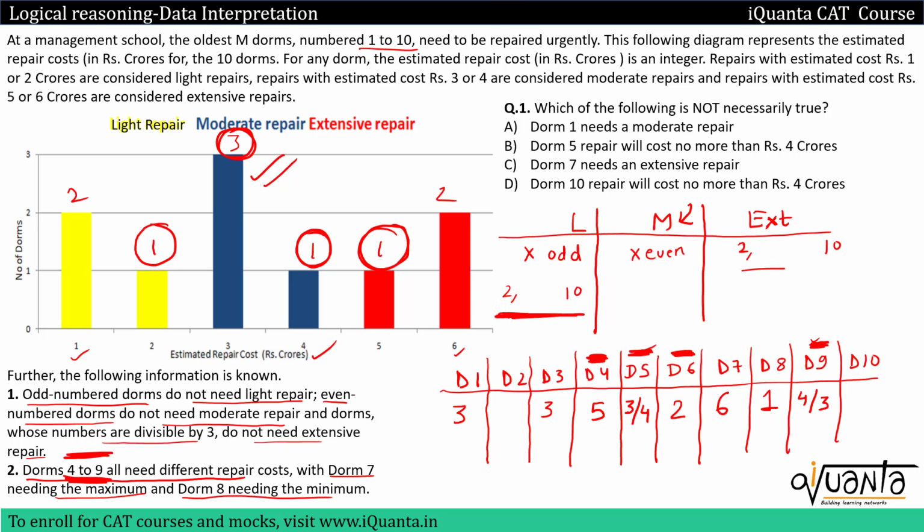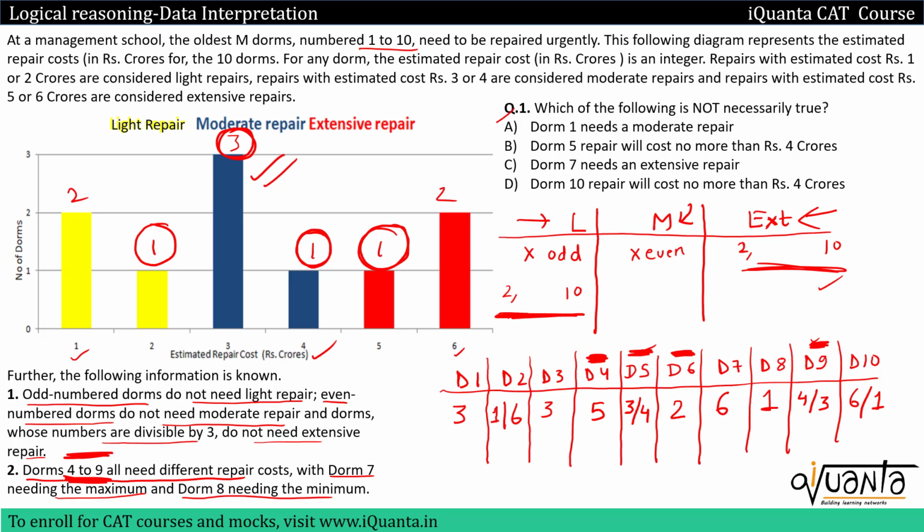Now we are left only with dorm numbers 2 and 10 here, 2 and 10 here, and they can have a cost of light repair as well as extensive repair. So what is the cost of light repair? It is 1. So yes, 2 can have a repairing cost of 1, as well as it can have a repairing cost of 6 crore, because extensive means 6 crore. So 6, and D10 can have 6 or 1. So I hope the formation of the table is clear to you now. I have covered all the dorms and all the costs possible. Using this I can answer the first question. Which of the following is not necessarily true?